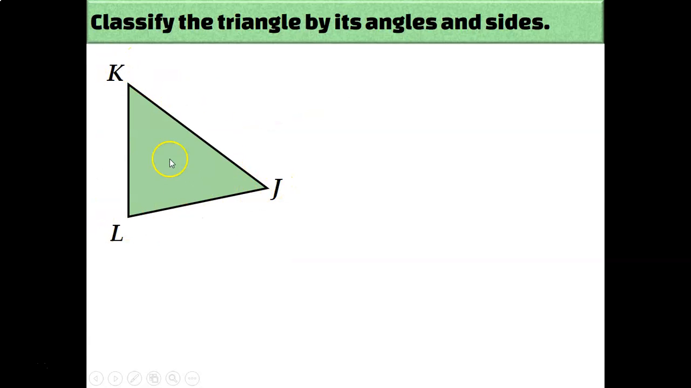Triangle JKL, we're really not told anything at all, it's just a triangle. None of the sides are marked as congruent, so I would call that scalene, and all 3 angles appear to be less than 90 degrees, but none of them are marked as congruent to each other. So I would just classify this as acute because all 3 angles are less than 90, and scalene because none of the sides are marked as congruent.